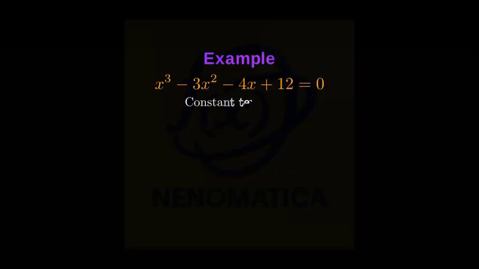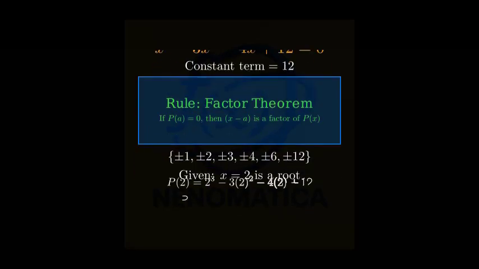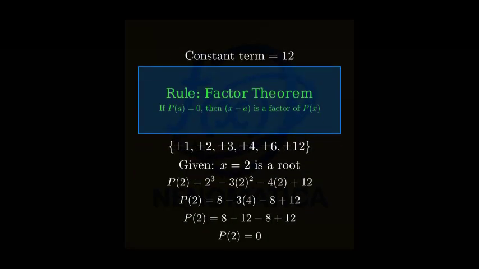The constant term is 12. To use the factor method, we need to find the possible factors of this constant term. The divisors of 12 are plus or minus 1, plus or minus 2, plus or minus 3, plus or minus 4, plus or minus 6, and plus or minus 12. Now, the question indicates that x equals 2 is one of the roots of the equation. Let's verify this by substituting x equals 2 into our cubic equation.